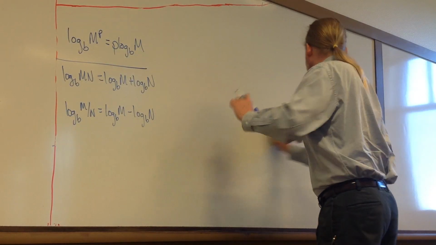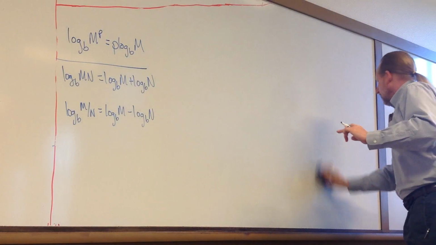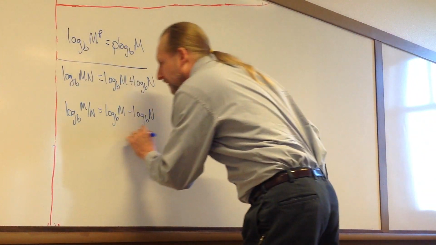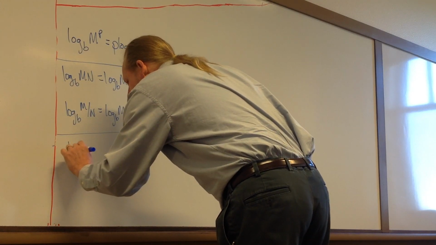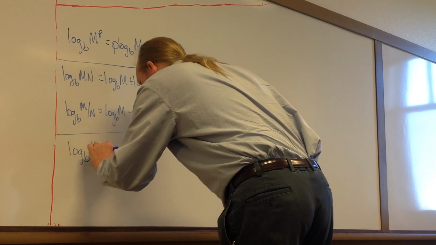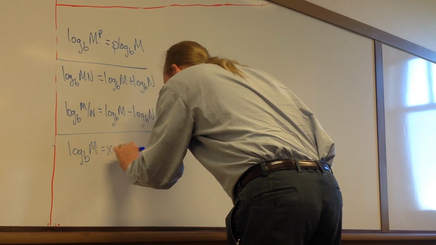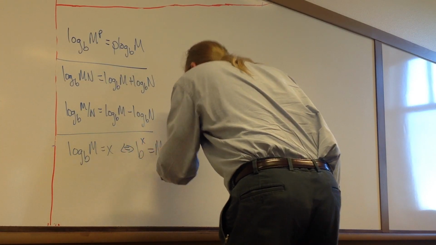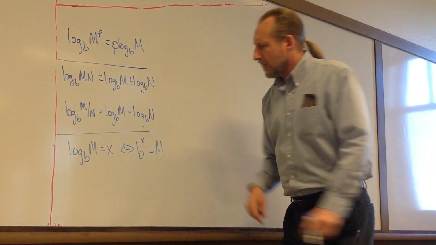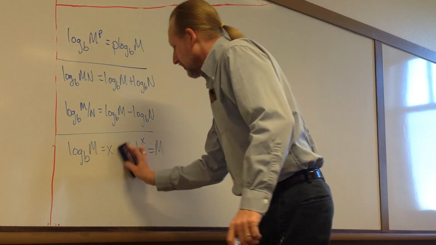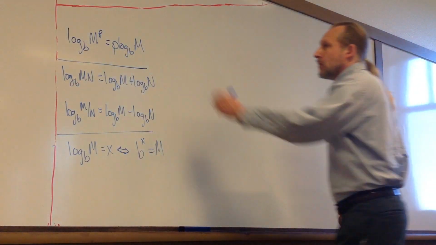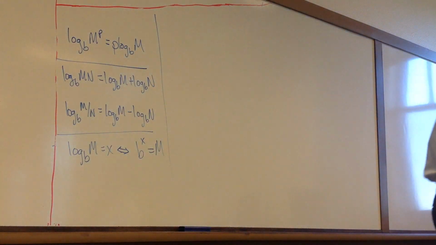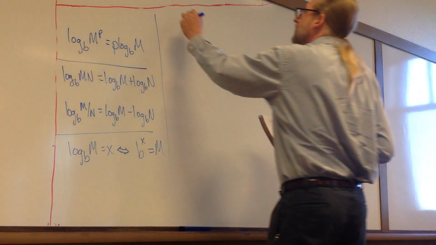Now let's look at some problems where we're going to use these properties to solve them. And of course, don't forget the fundamental definition of a logarithm says that if log to the base b of m is equal to x, then that means that b to the x power is equal to m. And this little symbol right here means that these two statements are equivalent. Okay. All right. So let's look at some of the problems from section 3.4. These are on page 173.